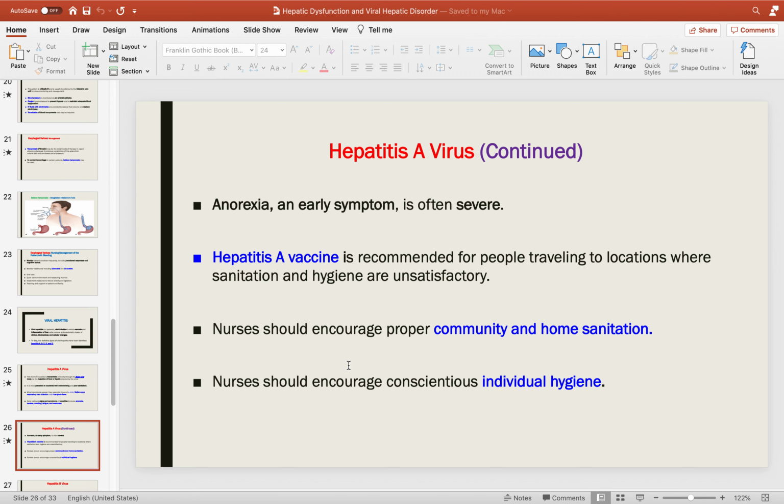And hepatitis A vaccine is recommended for people traveling to locations where sanitation and hygiene are unsatisfactory. So it's very important to understand that hepatitis A is transmitted through the fecal-oral route and through contaminated water and contaminated food, not through sexual contact or blood. Nurses should encourage proper community and home sanitation, and also individual hygiene. So this is about hepatitis A.